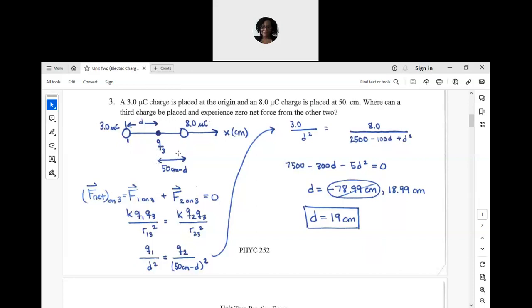the distance between charge 3 and the 8 microcoulomb charge to be 50 minus d. The distance between the 3 microcoulomb charge and Q3 was d. So I could use the FOIL method to figure out what 50 centimeters minus d quantity squared gives you. You end up with a quadratic. There will be a negative term or a negative root that's not relevant here. And I just stuck with centimeters and microcoulombs, so the distance that I calculated was also in centimeters. You end up with 19 centimeters to 2 sig figs.